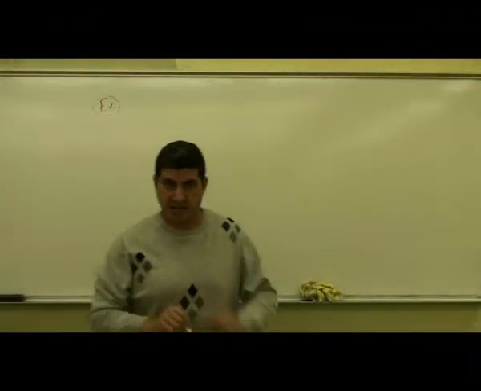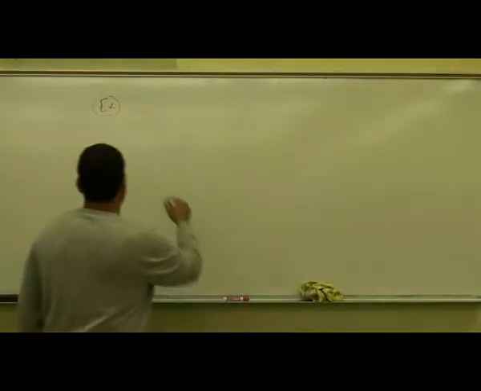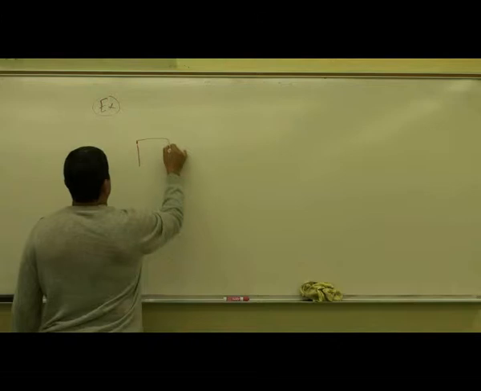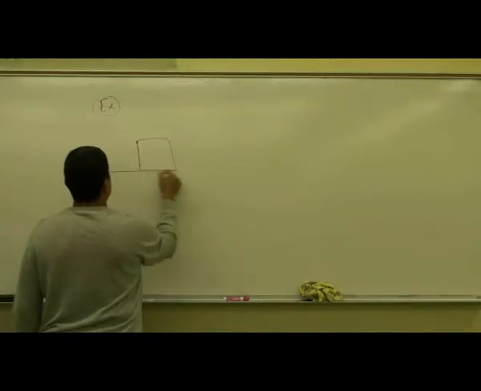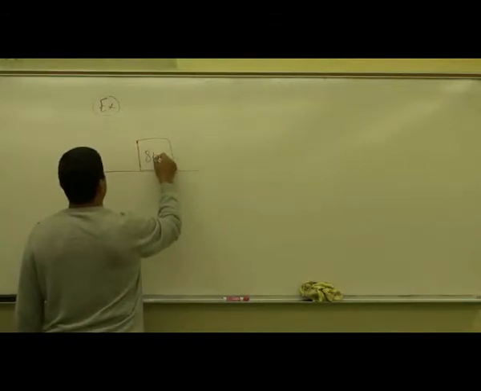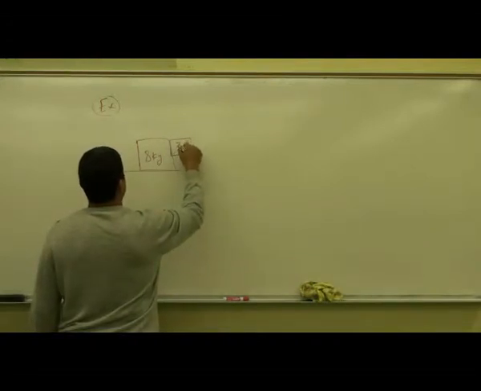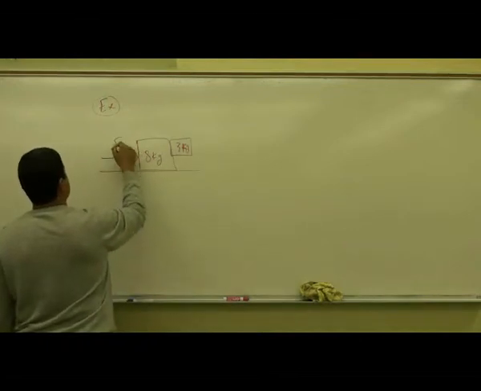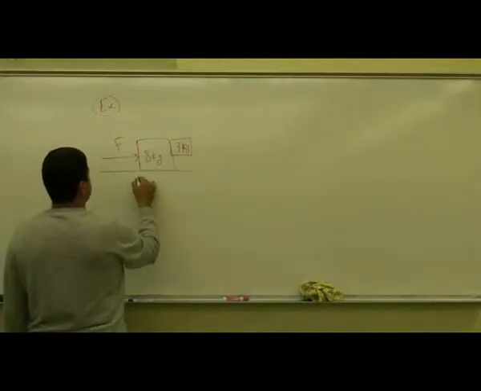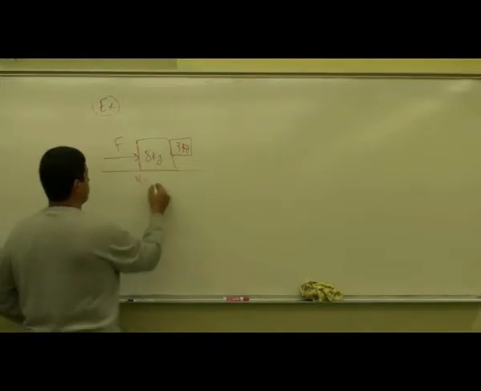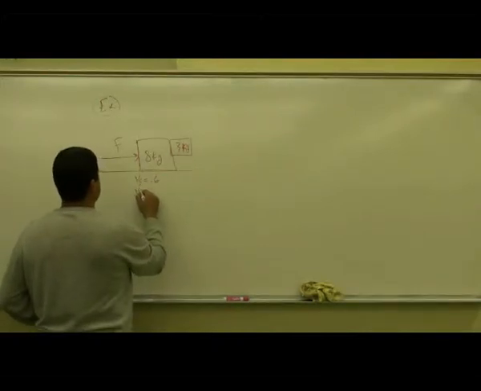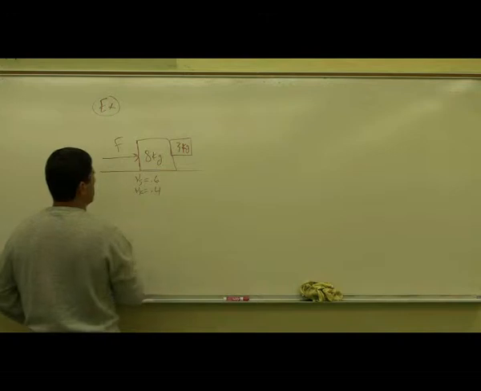Let's do a problem like this. This is from the Newton's Laws chapter, chapter 5. Let's say I have a block here, 8 kilogram, and another block here, 3 kilogram. I'm going to exert a certain force here. The coefficient of static friction here is 0.6. The coefficient of kinetic friction is 0.4.